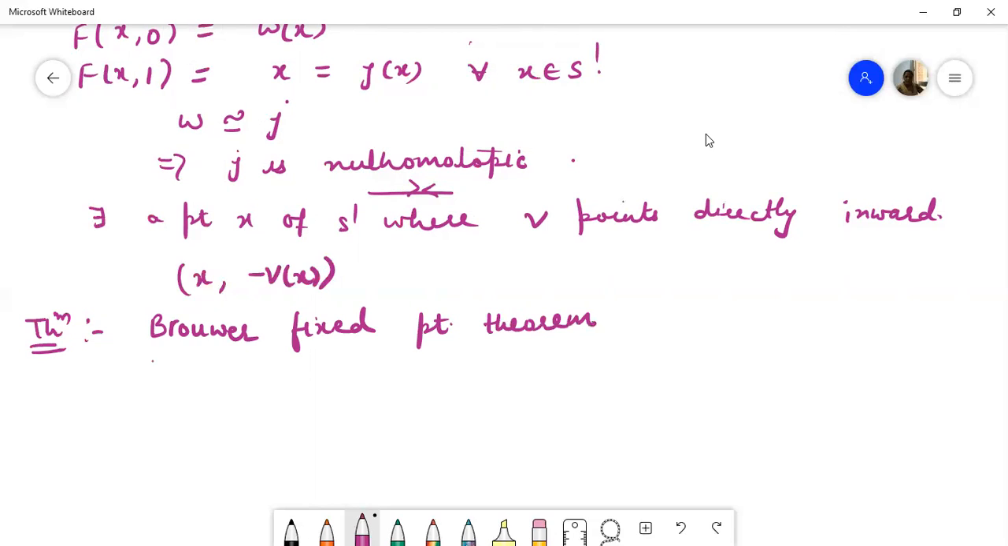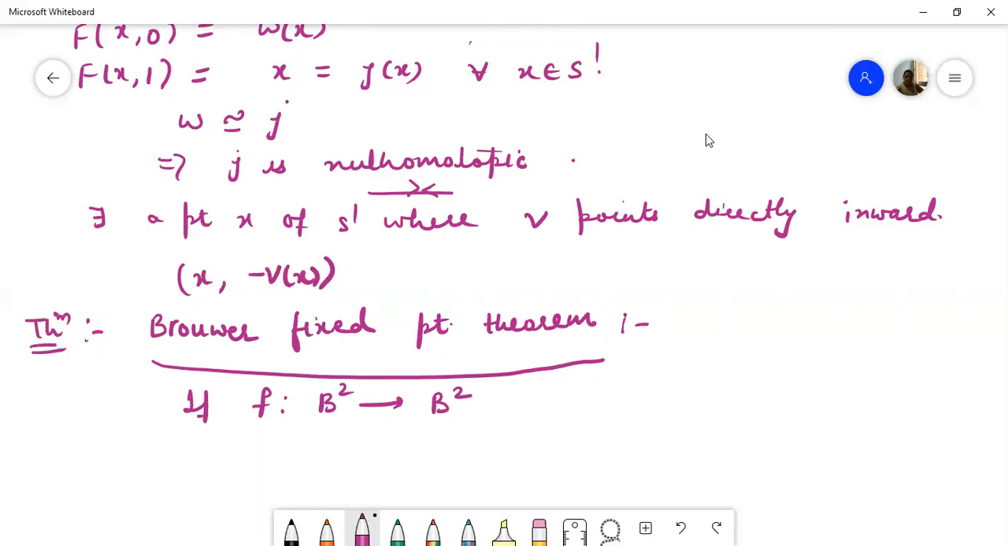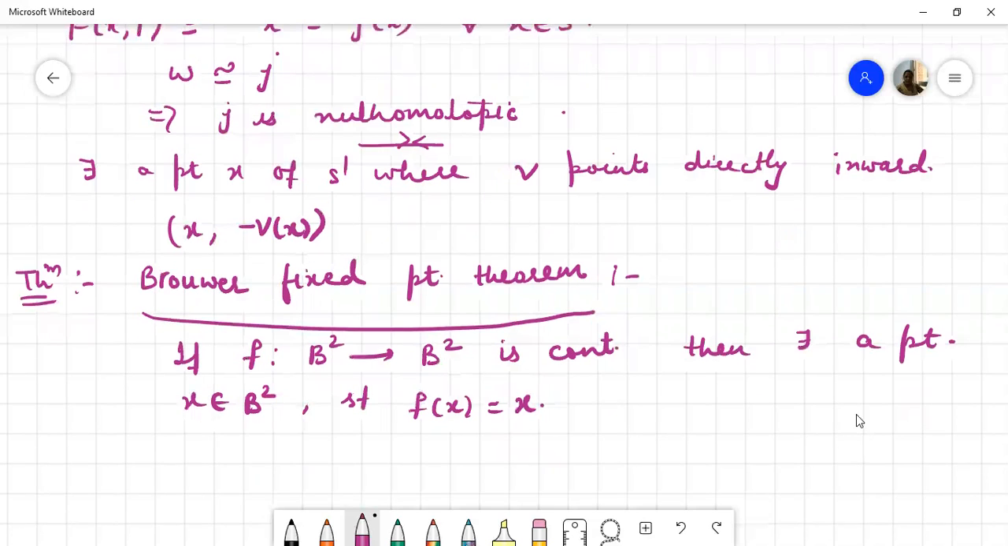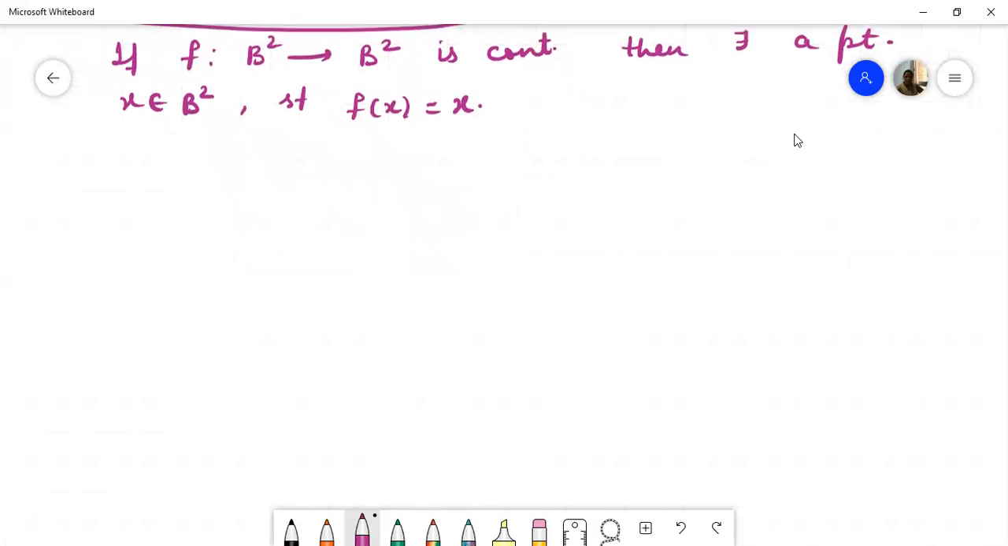Brouwer's fixed point theorem can also be proved by using methods of functional analysis, but here we prove it using these vector fields. This theorem says that if f is a continuous mapping from B² to B², then there exists a point x in B² such that f(x) is x. In other words, a continuous mapping from B² to B² has a fixed point x. A fixed point means the point whose image is the point itself. So Brouwer's fixed point theorem says that a mapping from the closed ball B² to itself has a fixed point. Again we will prove it by contradiction.